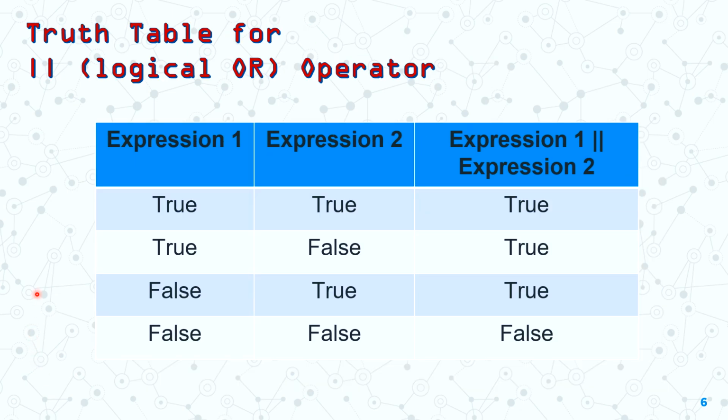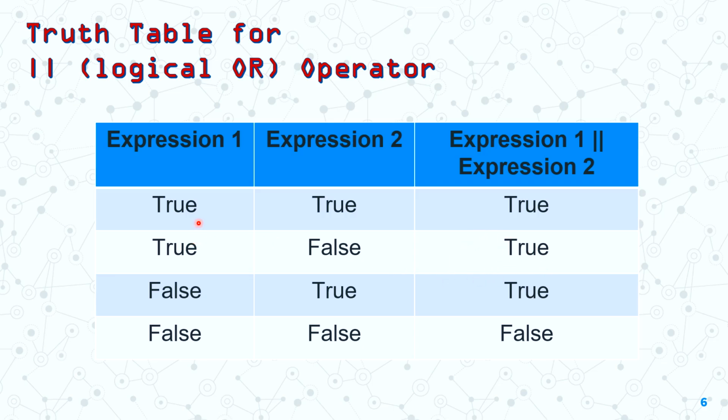So now let's compare the truth table of AND to the truth table for the OR operator. The OR operator is much more forgiving than the AND operator. For OR, as long as at least one of the expressions is true, the final result will also be true.